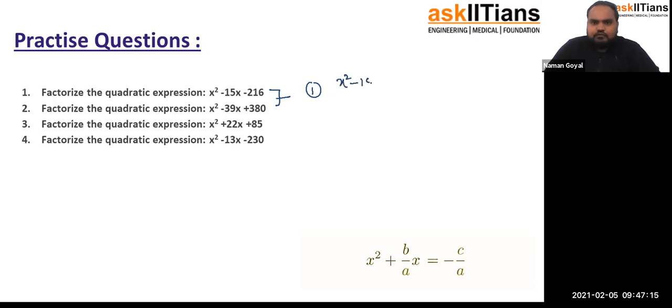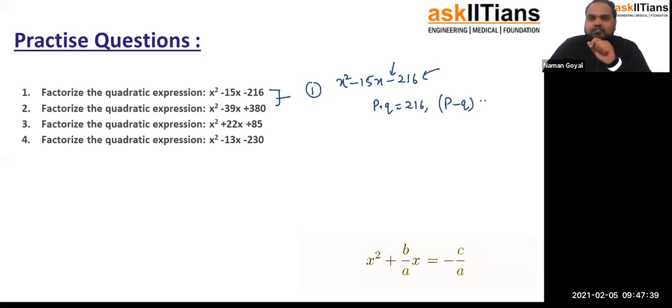X square minus 15x minus 216. Now see, there is a negative sign. If there is a negative sign, then we have to find two numbers whose product is 216 and whose difference is 15. What I told you, you have to find two numbers whose product is 216, P into Q is 216, and P minus Q is 15. It totally depends upon this sign. If there is plus, then you have to find two numbers whose sum is 15, and if there is a negative sign, then you have to find two numbers whose subtraction, whose difference, is 15.